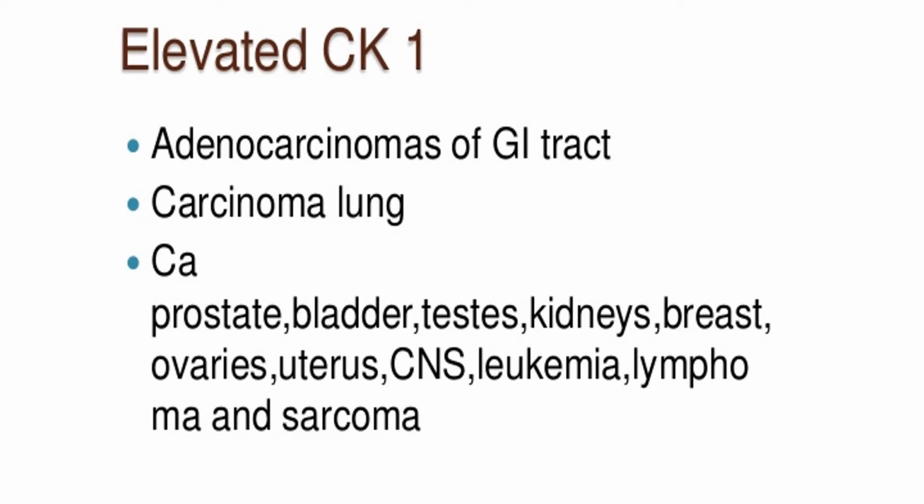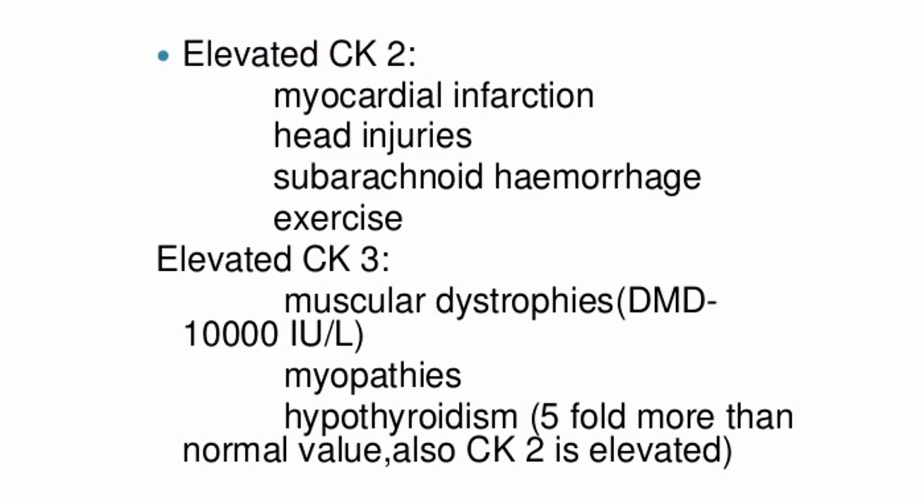CK2 is CKMB, and mainly it is present in the heart. So its significance lies in the diagnosis of acute myocardial infarction. High levels of CK2 are present in the blood in the first 6 hours of acute myocardial infarction, and it is indicative of myocardial infarction. Besides myocardial infarction, the levels may be high in head injuries and subarachnoid hemorrhages. And CK3 is mainly present in the skeletal muscles.